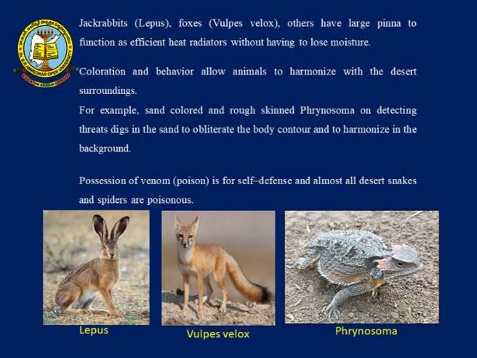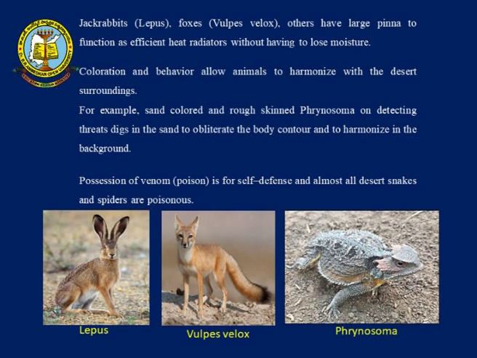Now, other than camels, you also have different animals over there, something like the jackrabbits, the leopards, the foxes and others, they also have large pinnae. If you can see in the picture, they have those large pinnae, the ears, which facilitate them to radiate heat without having to lose moisture. Coloration and behavior allow the animal to harmonize with the desert surrounding. For example, the sand colored and rough skinned Phrynosoma, on detecting threats, digs in the sand to obliterate the body contour and to harmonize with the background. So, they just have to dig inside the sand and they stay camouflaged.